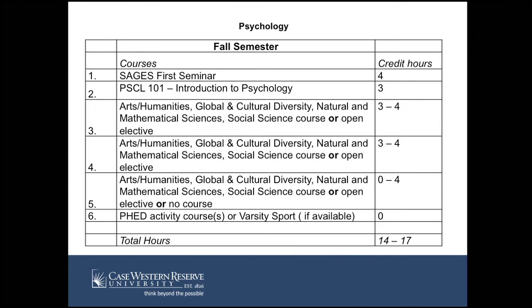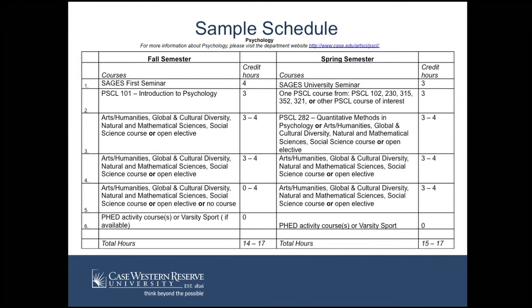You'll have a SAGES First Seminar, of course. And then if you're interested in psychology, likely you're going to be taking a psychology course. It could be the Introduction to Psychology course, Psychology 101. But once again, if you have credit for that course from previous experience, if you look at the sample schedule grid for the spring semester, you see that Psychology 101 is followed up with some other choices of courses. Any of those listed on that spring schedule grid could be moved into the fall semester if that's where your placement and your prior experience puts you.